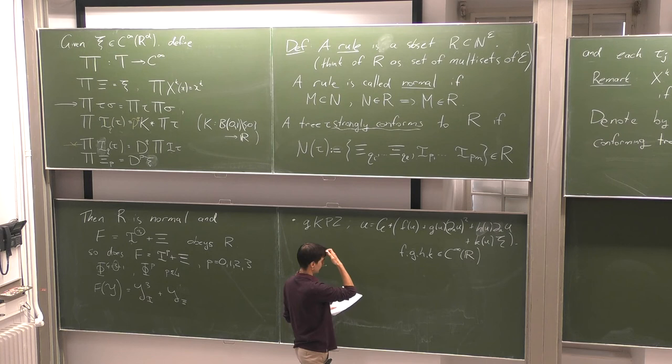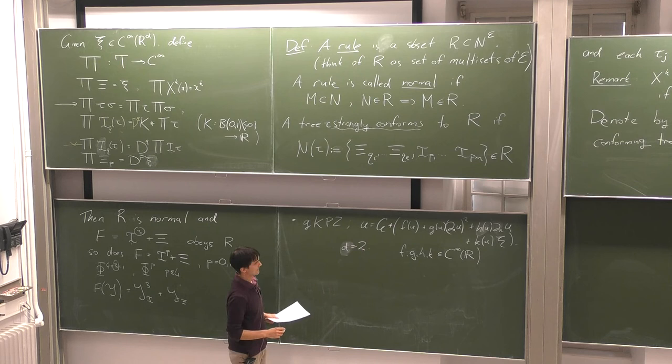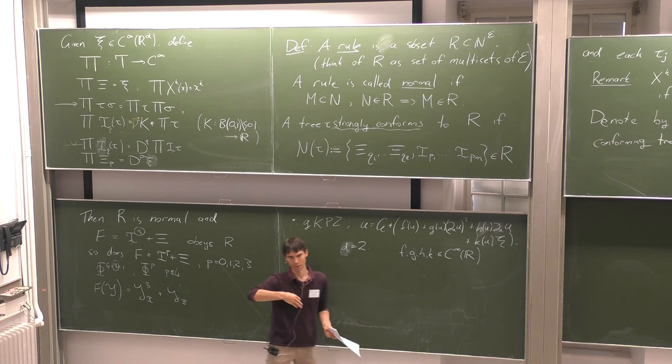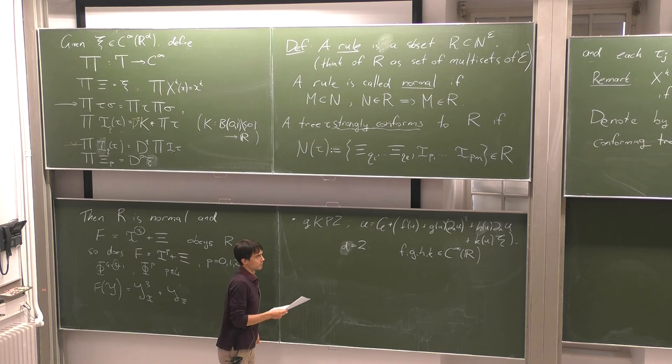We're working in, say, two-dimensional space, so our D in this case is equal to 2. And this partial X, we think of one direction as time and one direction as space, and this is the spatial derivative. So for this one, it's perhaps less clear how to come up with the rule.